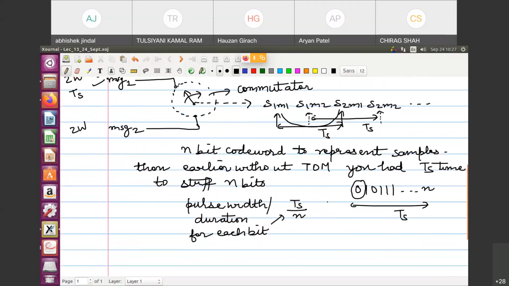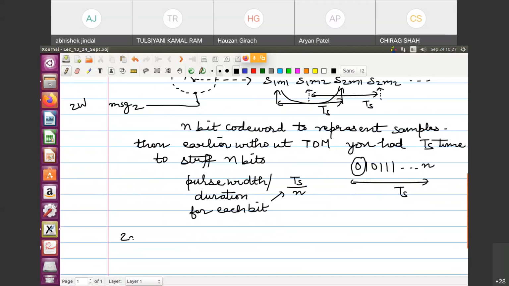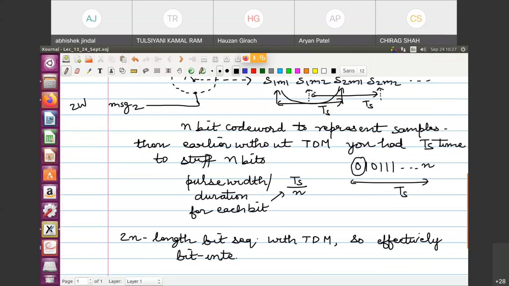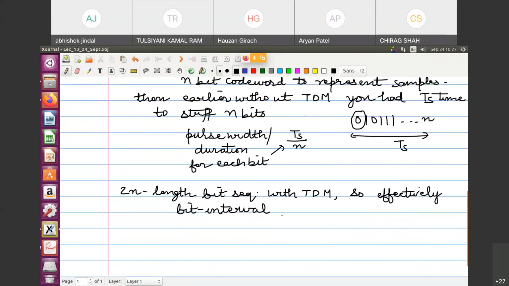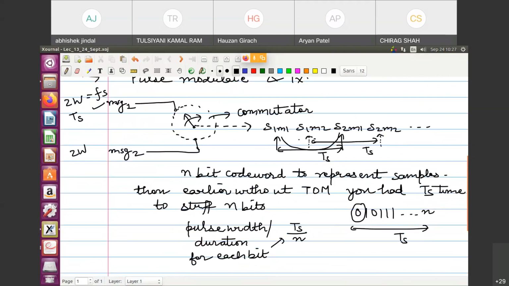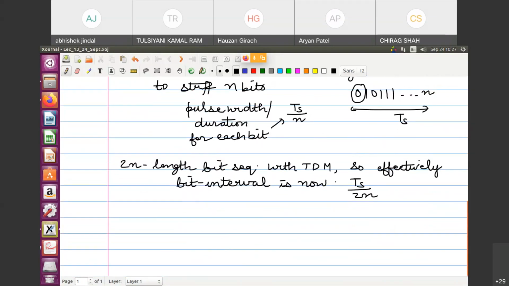Now the problem comes when you have TDM. Once you have TDM, for the combined 2n length, suppose now you have a 2n length bit sequence with TDM. Effectively your bit interval or your pulse width has to be reduced, because after Ts you need the same thing to repeat. So effectively the bit interval is now Ts by 2n. ऐसा नहीं है कि everything comes without any cost. So if you have this TDM principle, then it is leading to reduced bit intervals. Now the problem is I can relate it to one important concept.